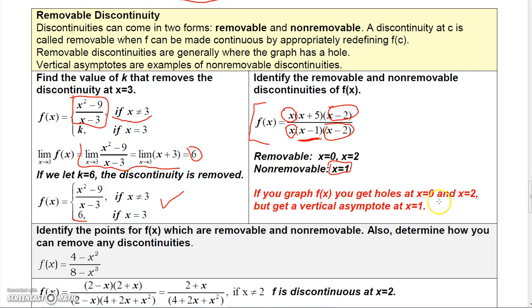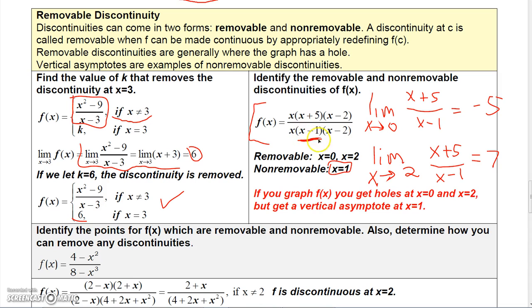Okay? And the reason is because of the limits. If you took the limit of this function as x approaches, let's say 0, and you took the limit of this function as x approaches 2, you actually do get values. Let me show you that. So let's talk about 0. We know that as long as x doesn't equal 0 and x doesn't equal 2, then we can cancel those and we just get x plus 5 over x minus 1. So let's replace this function with x plus 5 over x minus 1 and take the limit.